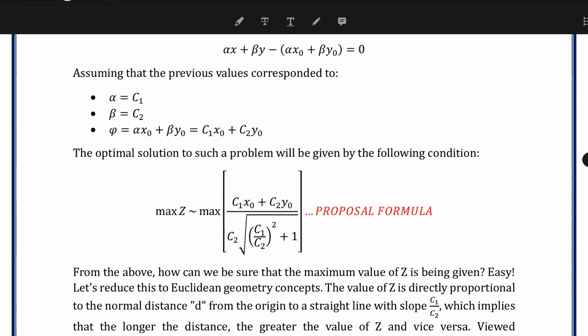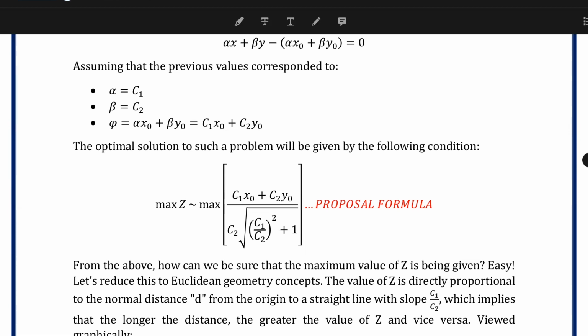This is a maximum value of Z, but this is not the solution of the problem. We have to remember that this is only a criterion for having the maximum value of Z, but it's not the solution.